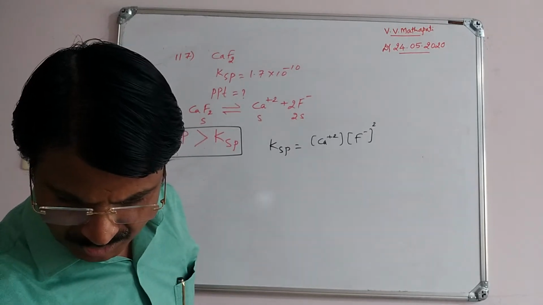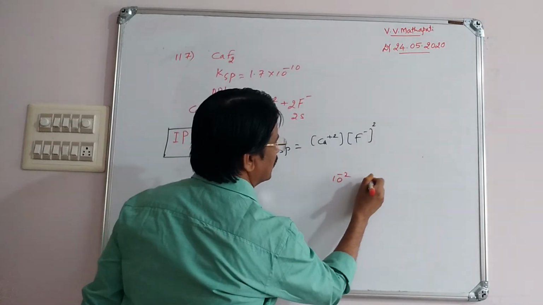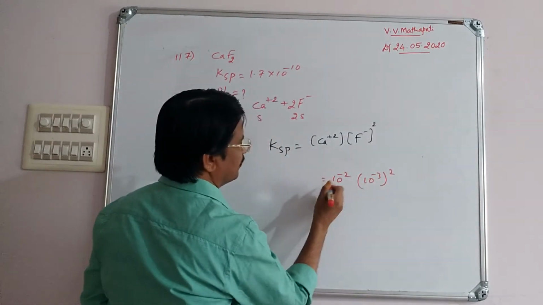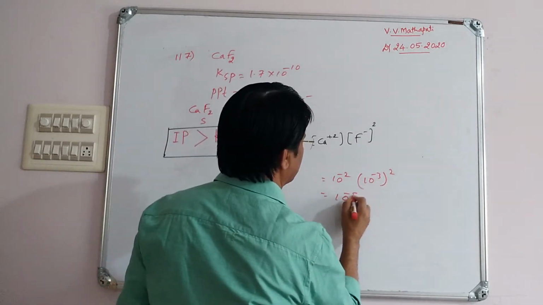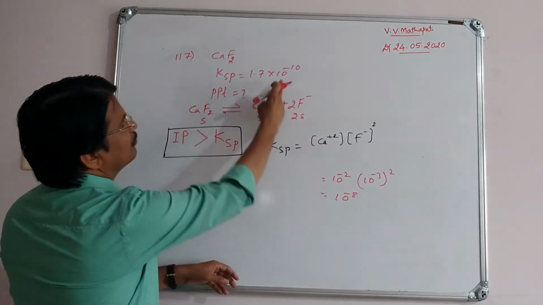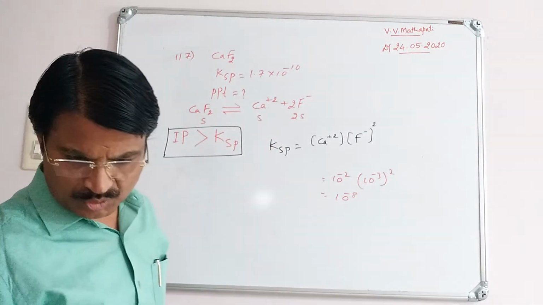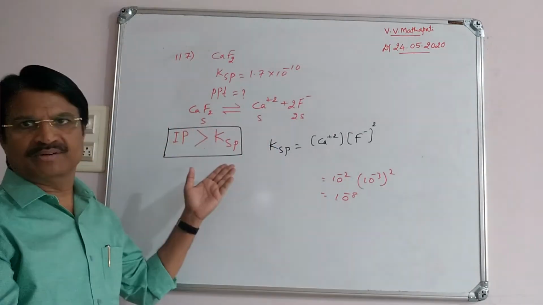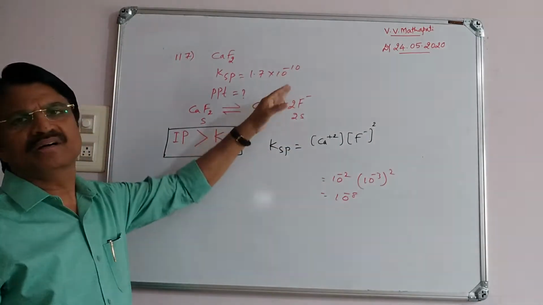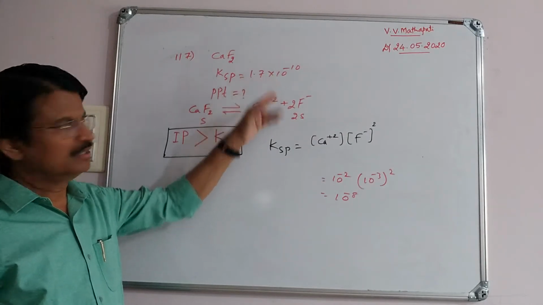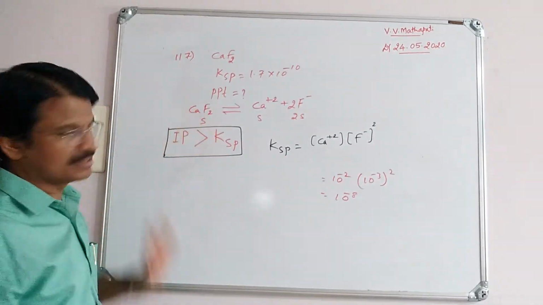But in case of option 2, 10 raised to minus 2 into 10 raised to minus 3 square gives 10 raised to minus 8. This 10 raised to minus 8 value is greater than KSP, so we get the answer, option 2. Similarly, in options 3 and 4, you don't get 10 raised to minus 8 or more than this number; you may get an equal number or a smaller one. So the answer is option 2.